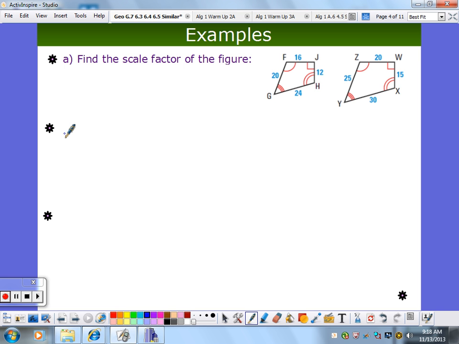So let's see. If we want to find the scale factor of this figure, the little triangle notations or the angle notations are very helpful, because I can see that my two polygons, these quadrilaterals, are set up looking in the same direction. So I want to know what's the scale factor between corresponding sides? 20 over 16, which is what in simplest form? 5 over 4. Then I look at 12 over 15. Where am I getting 12 over 15? I'm looking at these two corresponding sides. Reduce that, what do we get?